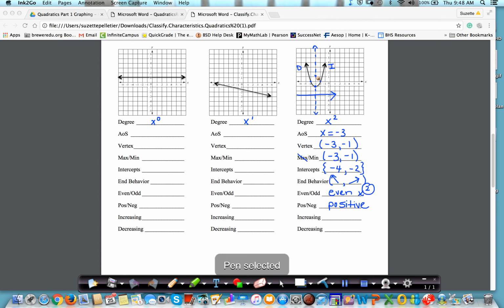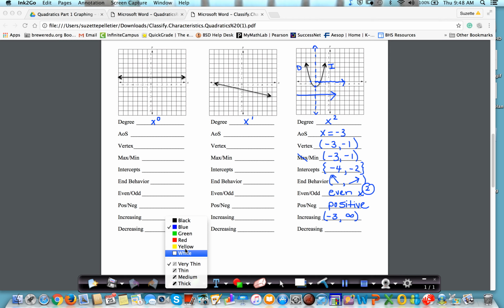We're always doing it in terms of the x-axis. So from -3 in this direction, my values are getting bigger, bigger, bigger. So from -3 to infinity is where my graph is increasing. And then just to use a different color for you, from negative infinity all the way to -3, it's going down, down, decreasing. So we would write it like this, from negative infinity to -3.